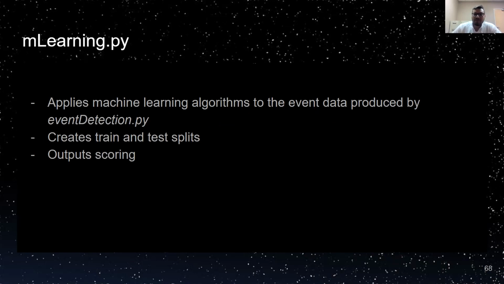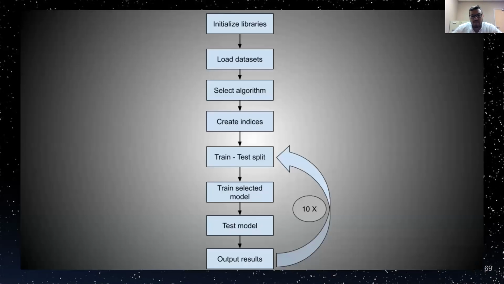So machine learning is a pretty simple program that applies the machine learning algorithms to the event data that was produced by event detection. It creates our train and test splits and outputs scoring, which we'll actually use in our results. So, we initialize libraries, load data sets.